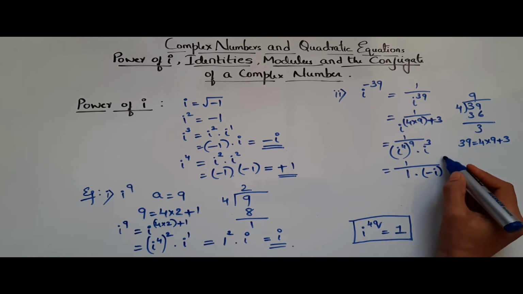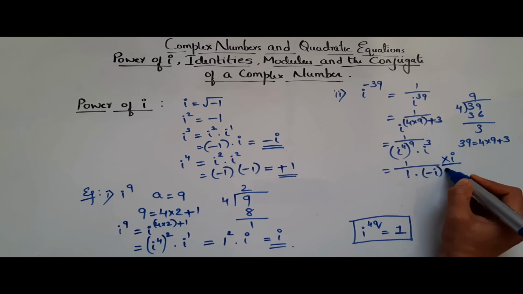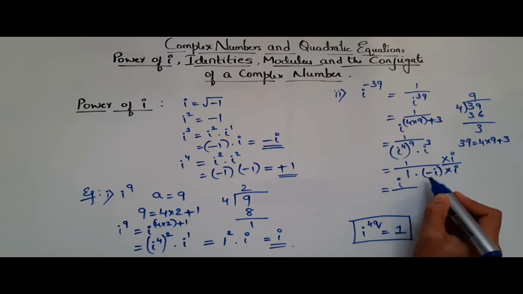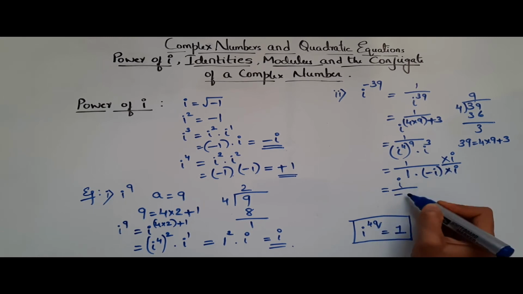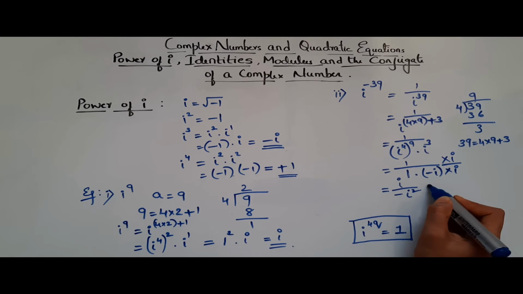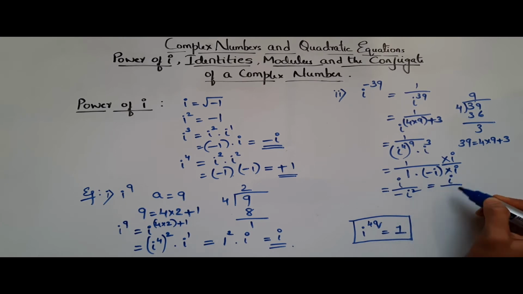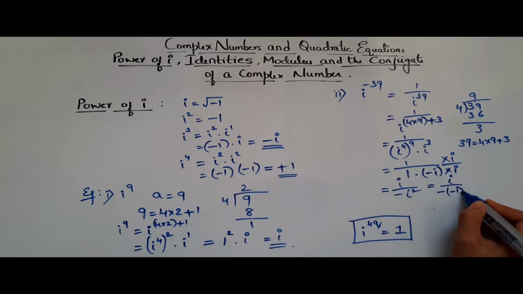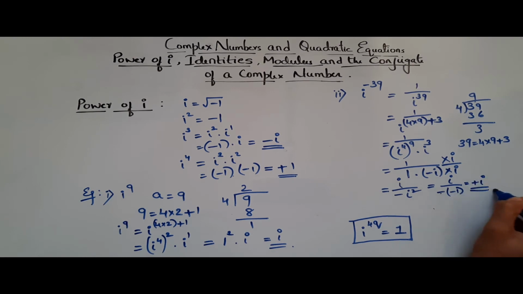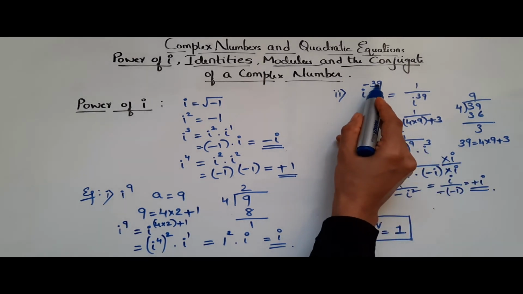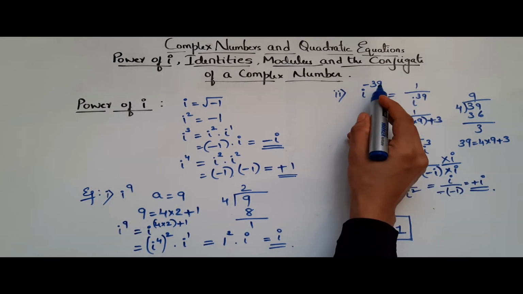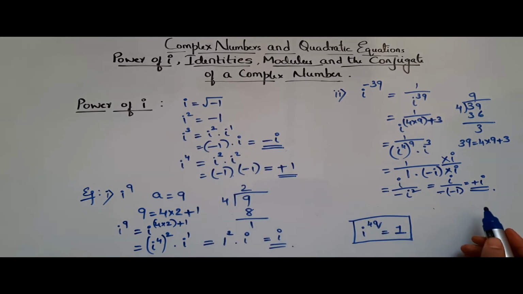Let's multiply and divide by i. So we get i by minus i into i, which is i by minus i square. What is i square? i square is minus 1. So minus of minus is plus, which is nothing but plus i. Therefore the value of i power minus 39 is plus i. This is how we can find the value of any integral power of i, if you know these 4 values of i. I hope this is clear.